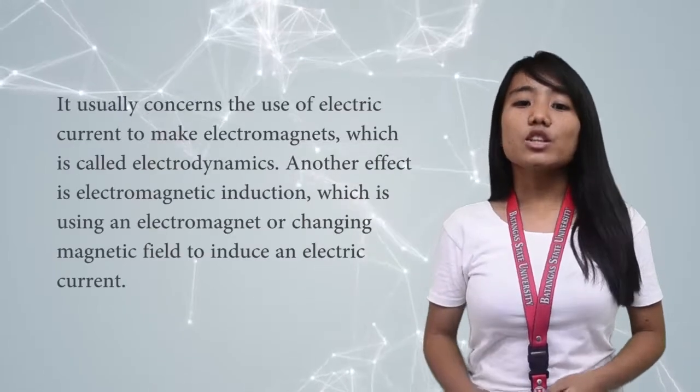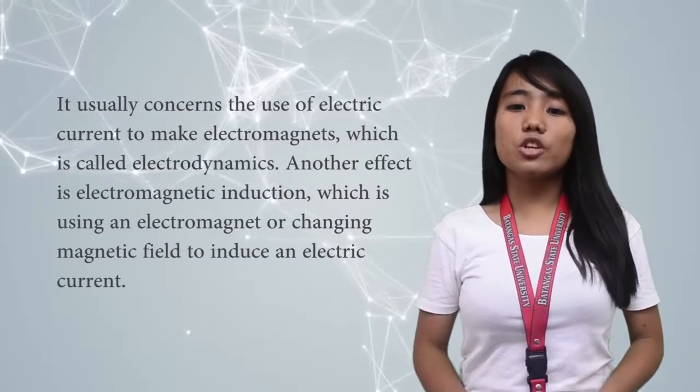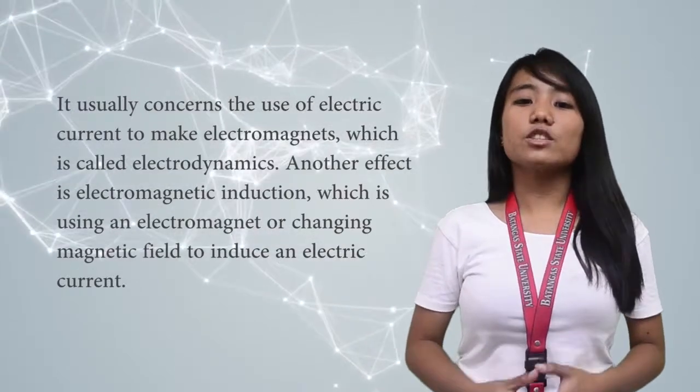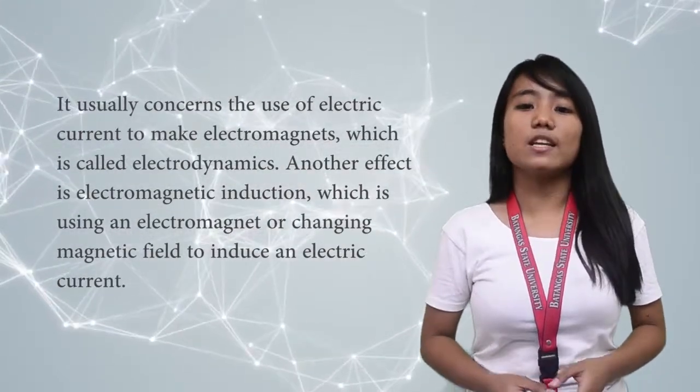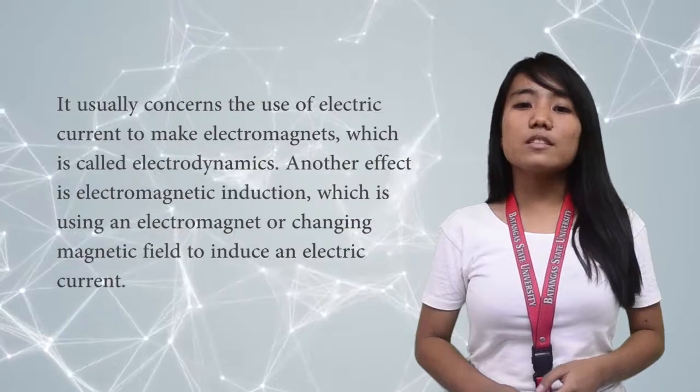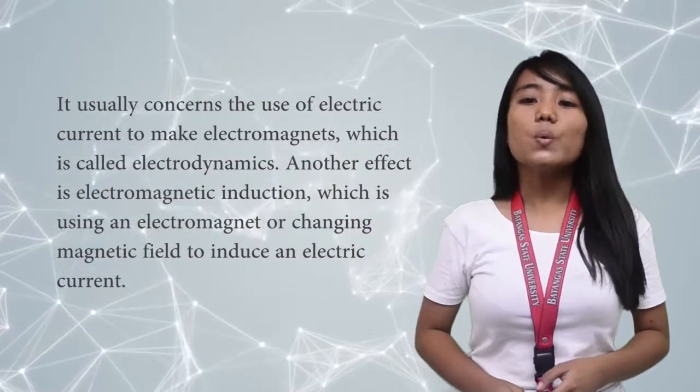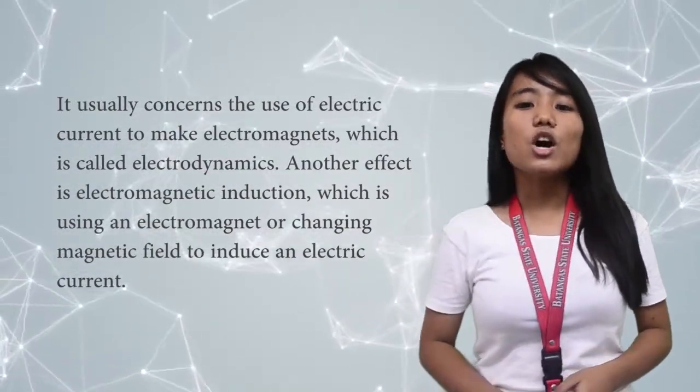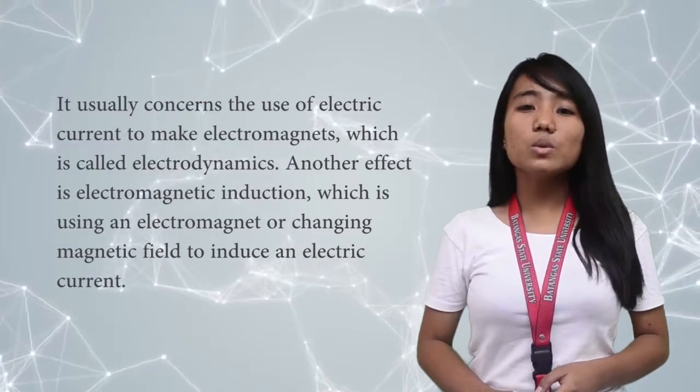On a larger scale, electromagnetism is the creation of a magnetic field from the movement of electrical charges. It usually concerns the use of electric current to make electromagnets, which is called electrodynamics. Another effect is electromagnetic induction, which is using an electromagnet or changing magnetic field to induce an electric current.